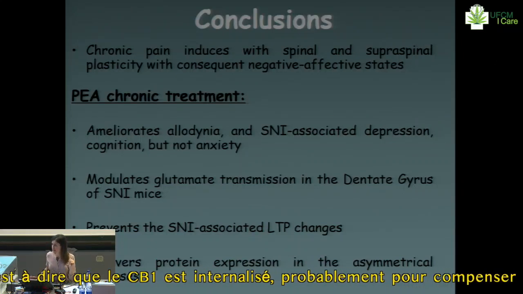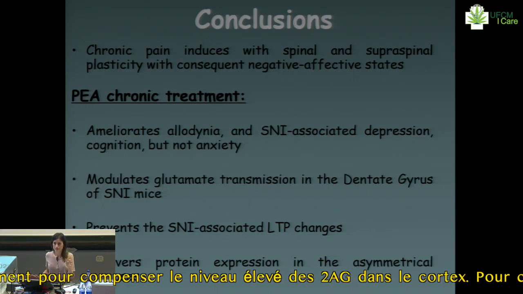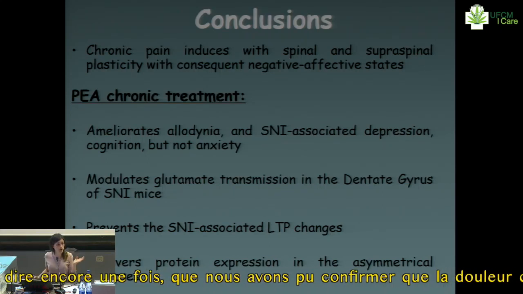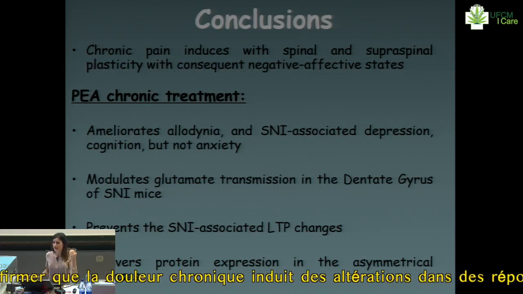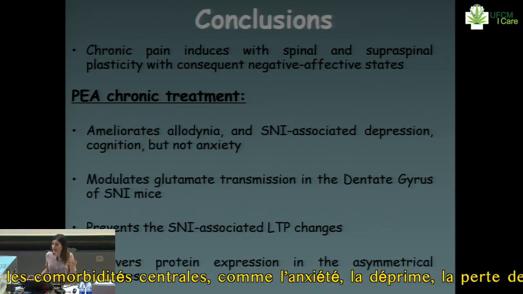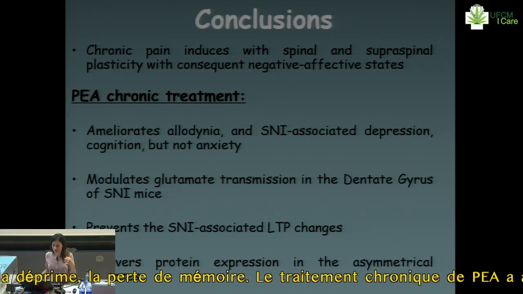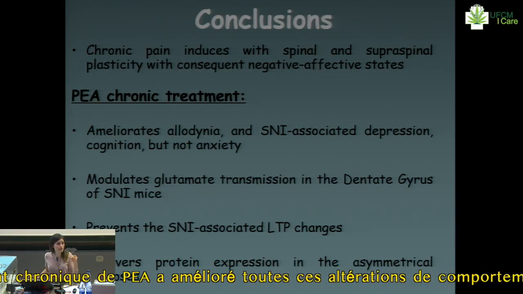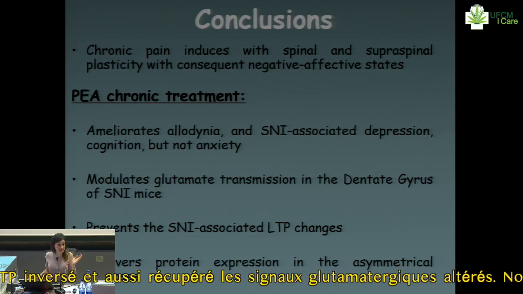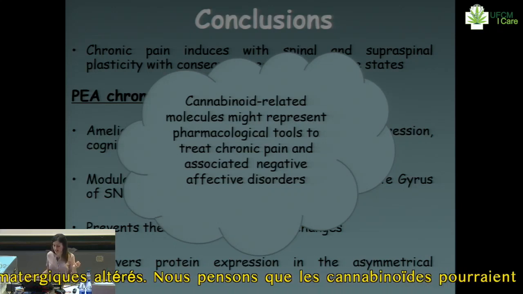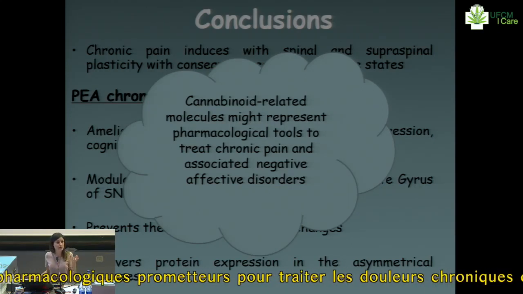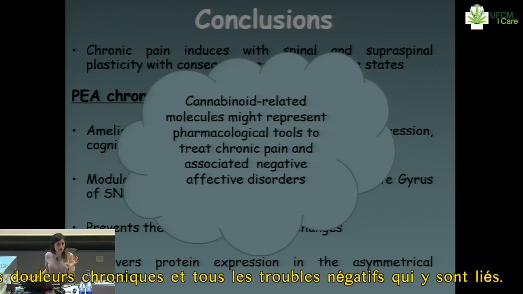So, in conclusion, we can say that one more time we have confirmed that chronic pain induces alterations in nociceptive responses together with central comorbidities like anxiety, depression, and memory deficits. And the chronic treatment with PEA ameliorated all the behavioral alterations, reverted the impairment of LTP, and also recovered all the altered glutamatergic signaling. So we think that cannabinoid-related molecules might represent a promising pharmacological tool to treat chronic pain and all the associated negative affective disorders.